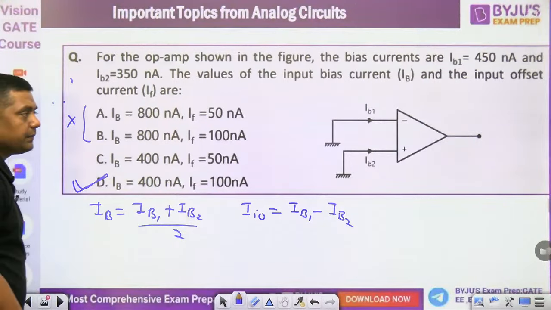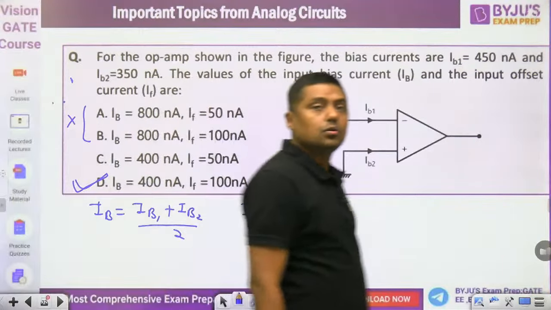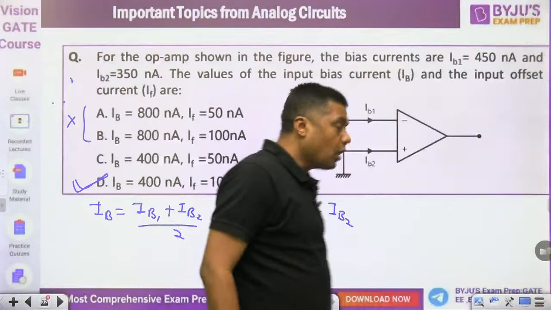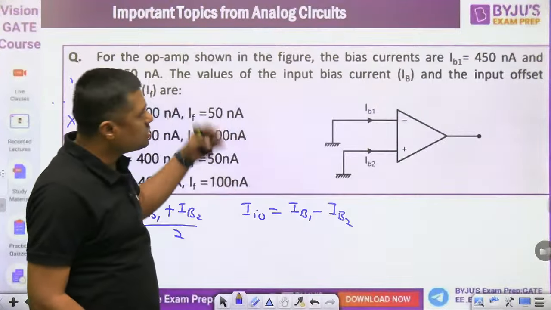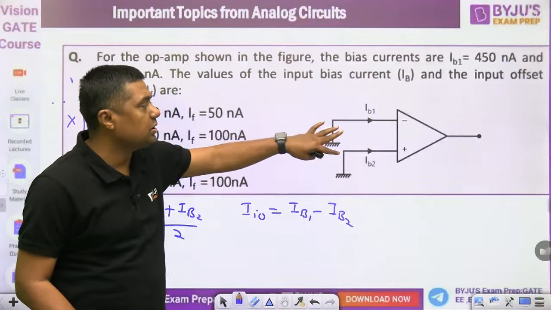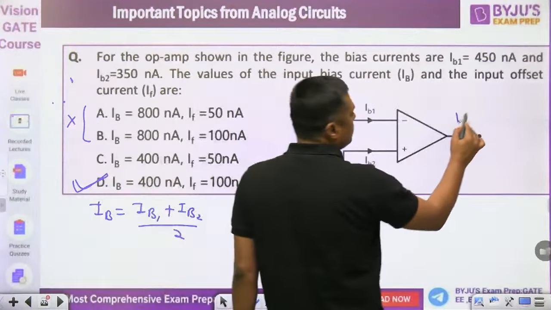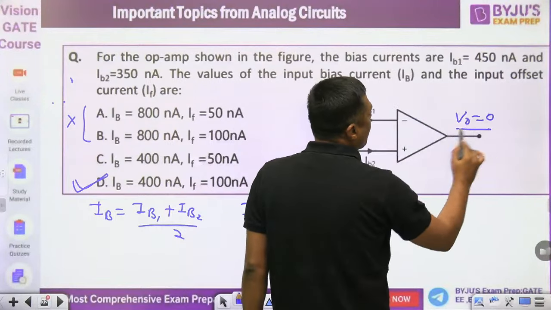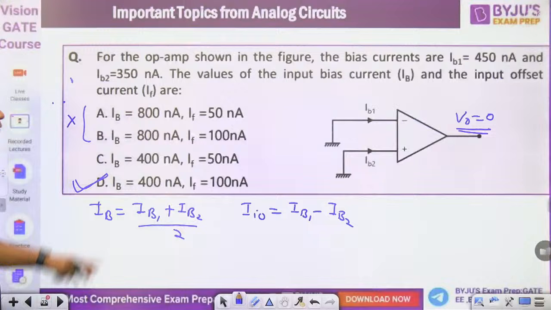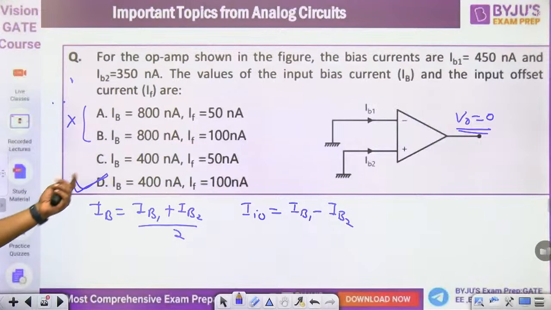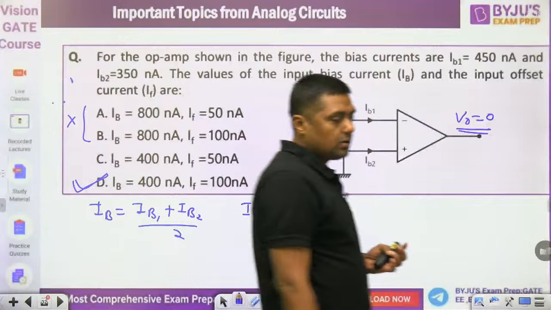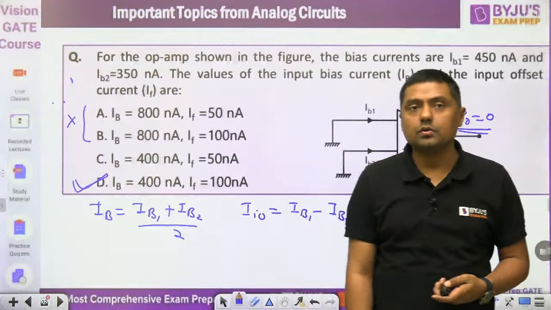D for Delhi, 100. Okay, no, option C is not correct. Option D is correct, Chinmay. Because the offset current is the difference of these two currents. So what is the difference of the separate currents entering into the two terminals so that the operational amplifier is balanced? Balance means we are getting the output zero. So this is the difference, 100. And what is the average value? 400. That is the value of IB1 and IB2. So offset voltages, offset currents, power supply rejection ratio, and so on.